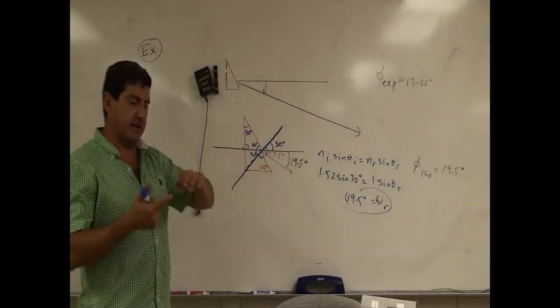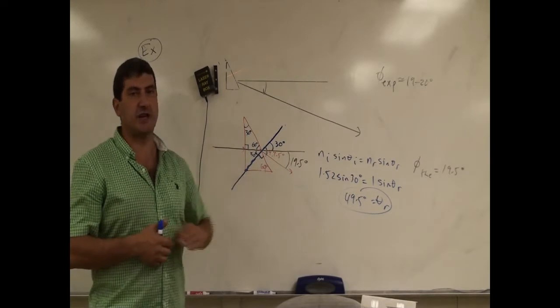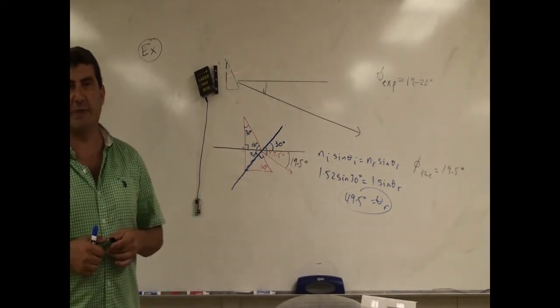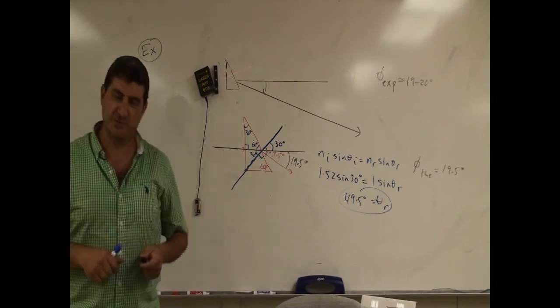So this is all an application of some geometry and also an application of Snell's law applied to the bending of light when it goes through a medium and then comes out of that medium. Okay? Thank you very much.